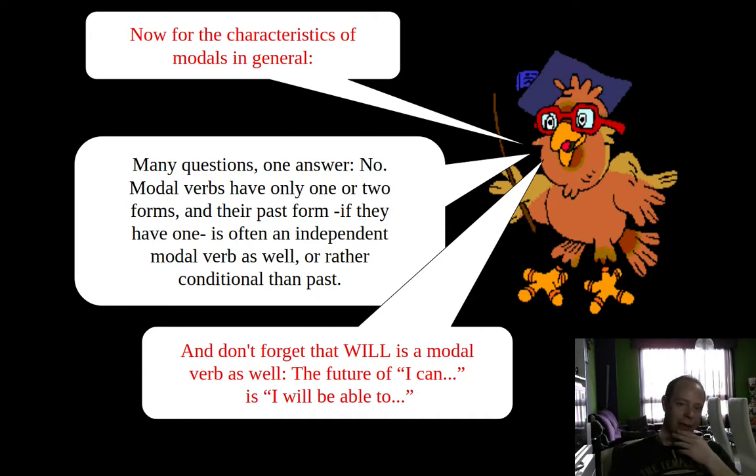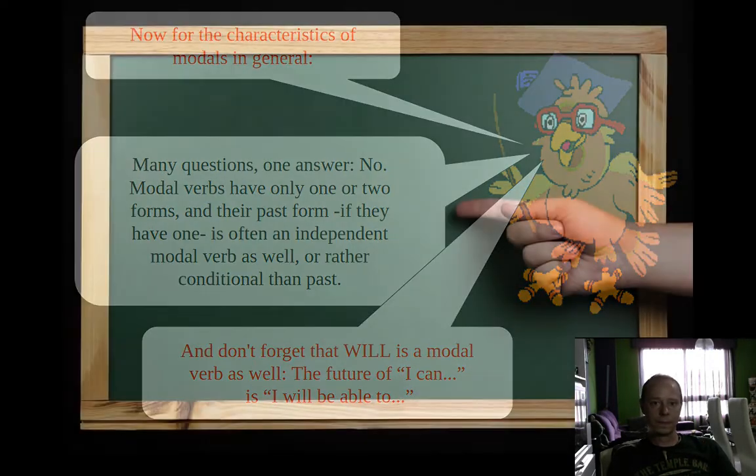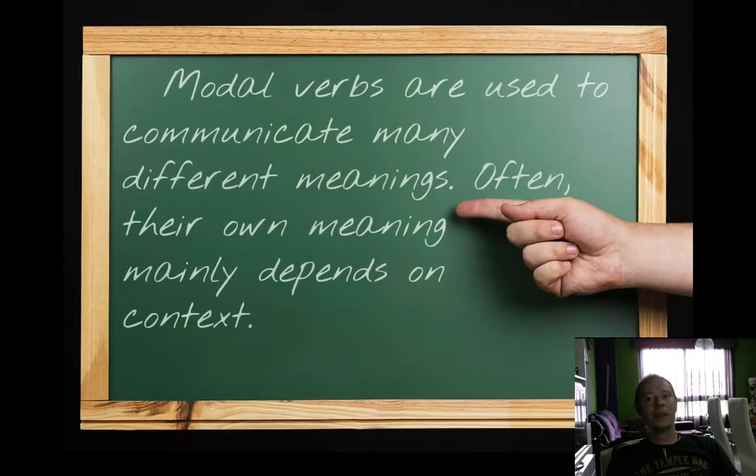Also, I want you to take a closer look at this right now. I will be able to. What follows the modal verb here, and always, is an infinitive. A straightforward infinitive without to. I will be able to, be. Okay. This very same rule holds for all modal verbs. Now, modal verbs are used to communicate many different meanings, and often their own meaning mainly depends on their context.